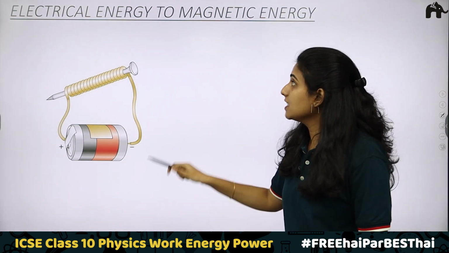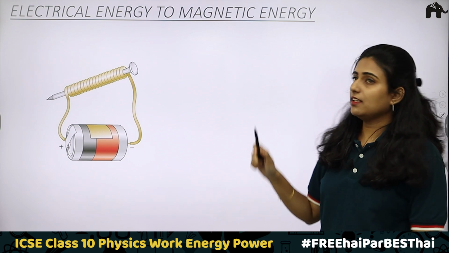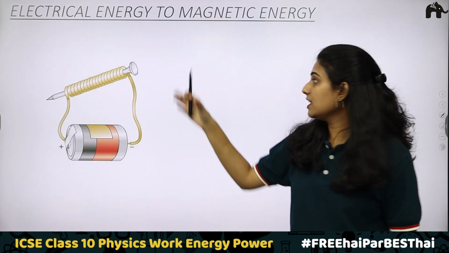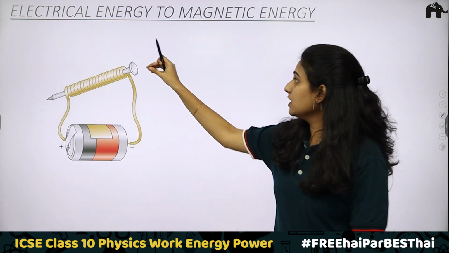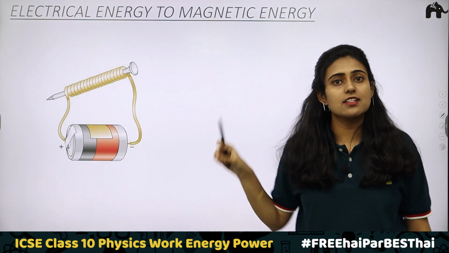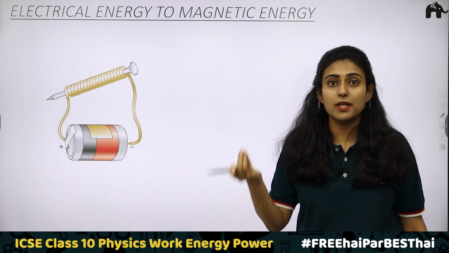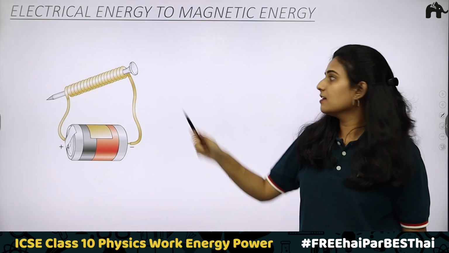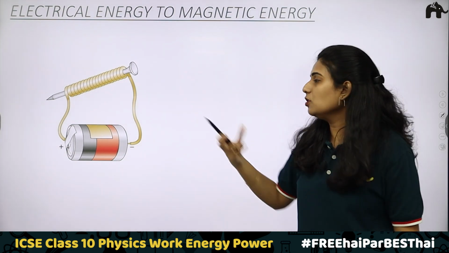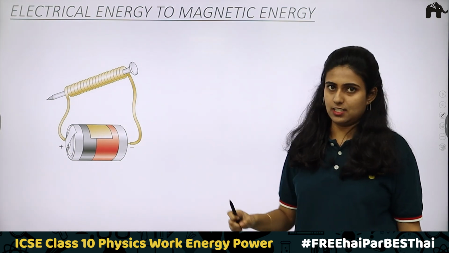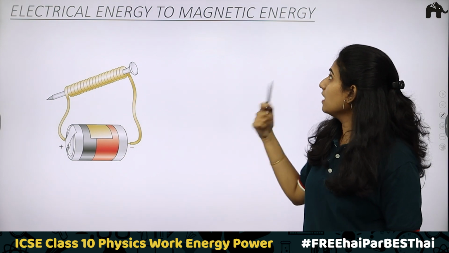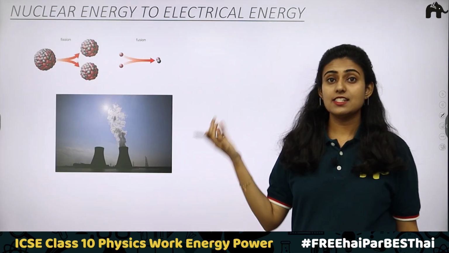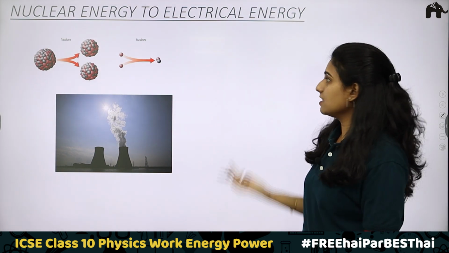Here electrical energy is getting converted into magnetic energy, and this device can then act as a magnet because it has gained magnetic properties. Using this iron nail, you can attract smaller objects, that is small metals, a safety pin, etc., because it has changed into a magnet using the electric energy. So electrical energy conversion to magnetic energy, the electromagnet is an example. Next, nuclear energy conversion to electrical energy.